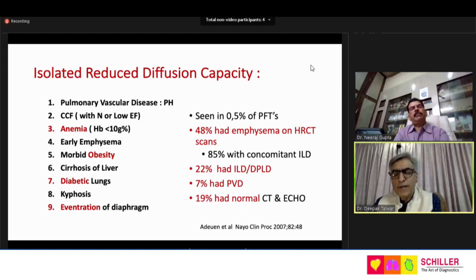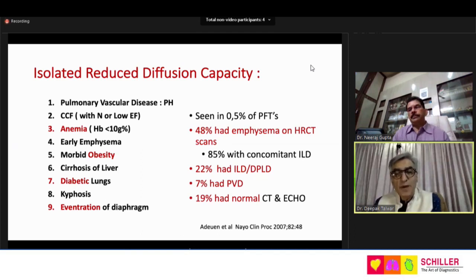And they did a complete analysis of these patients, and they found almost 50% had emphysema on the CT scan. And since everything was coming out to be normal, 85% had concomitant interstitial lung disease. So combined ILD with emphysema is the most common cause where they balance out each other. They also found a pulmonary vascular disease in 7%, and in almost 19 to 20% there was no cause. So that means it was a normal variation.